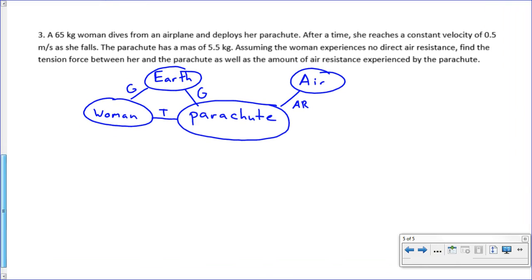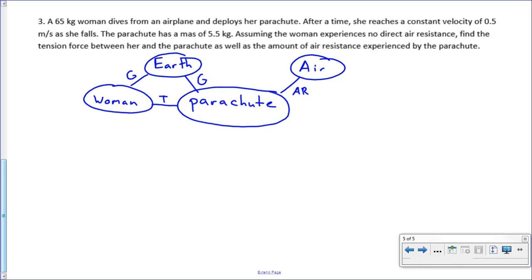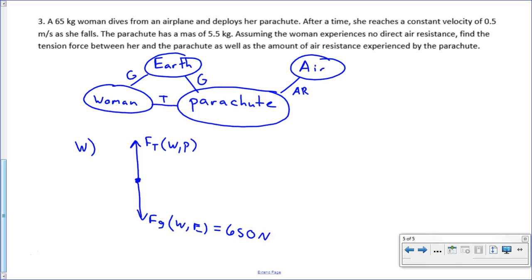I will go through then and make my different FBDs. So for the woman, it's a pretty simple case. We've got gravity pulling her down, Fg on the woman by the Earth. And you've got tension pulling her up, Ft on the woman by the parachute. Then we think, okay, what do we know here? Well, the woman's a 65 kilogram woman. That means that she experiences a 650 newton force from gravity. These need to be balanced, so that means that the tension force that she experiences is also 650 newtons.